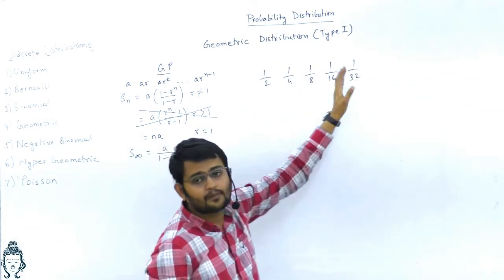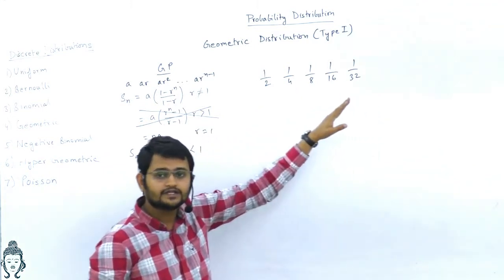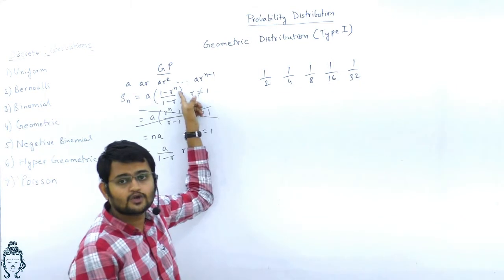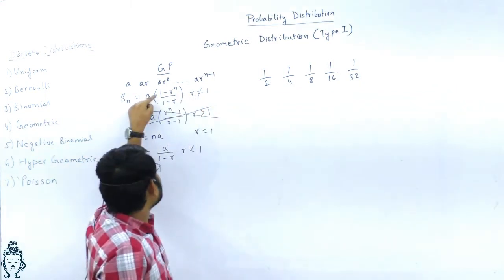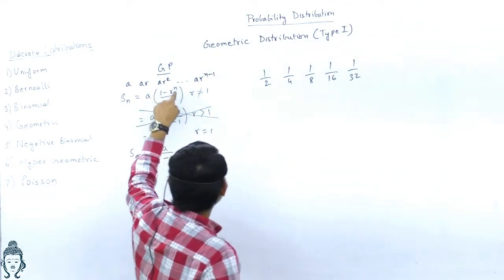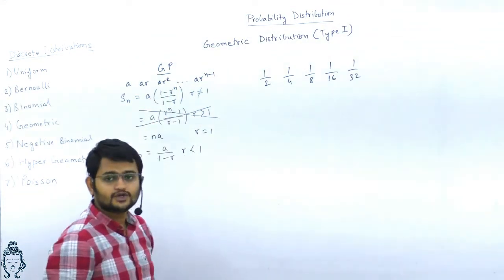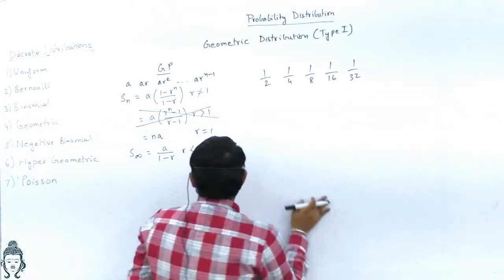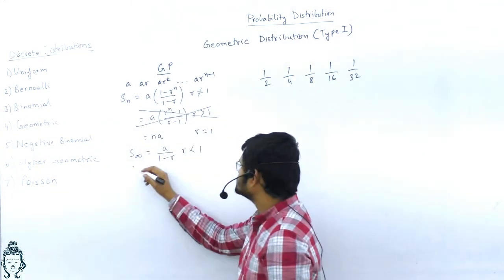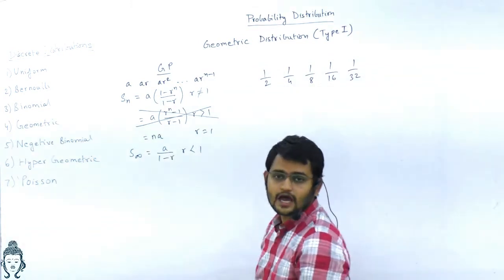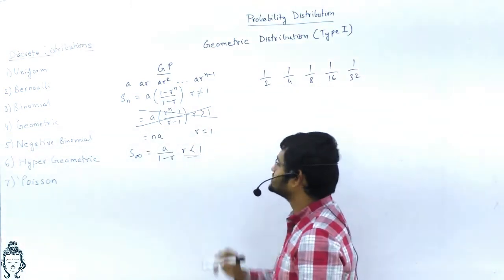So for n as infinity, this particular value r raised to n is going to be so small, or you can say almost equal to 0 as compared to this particular value 1. So what we do is we put r raised to n as 0 when n is nothing but infinite. So we get S infinity as a upon 1 minus r, only for r less than 1.